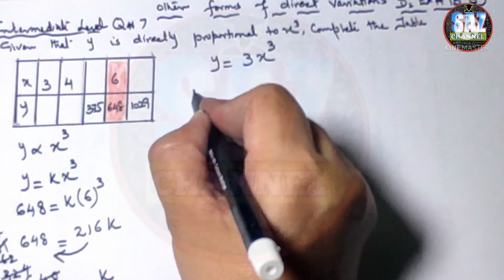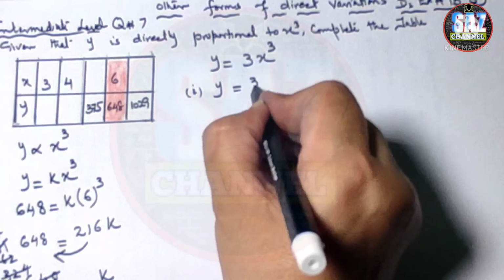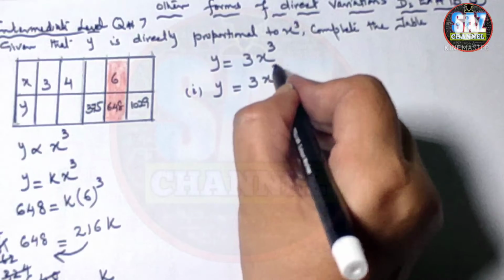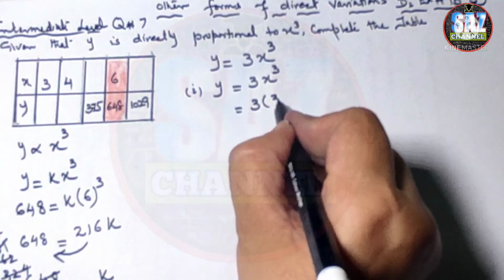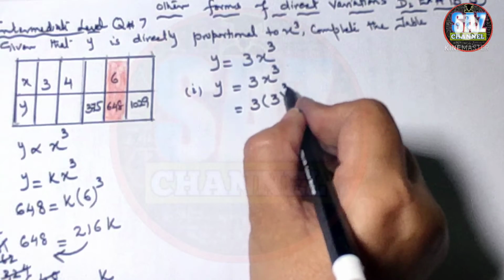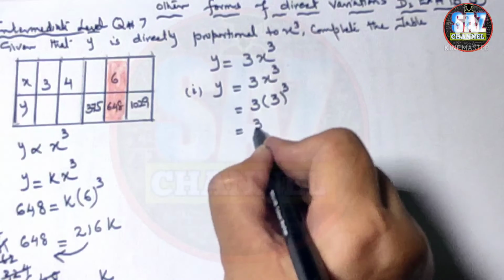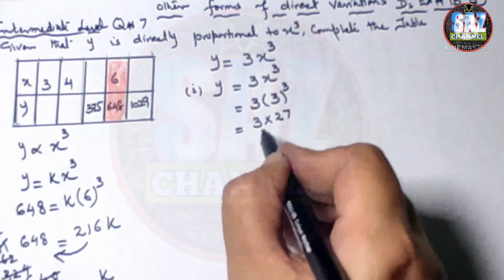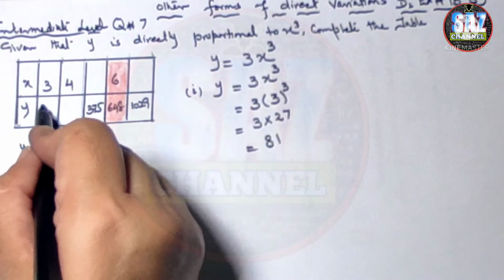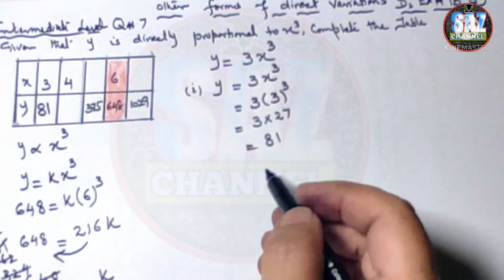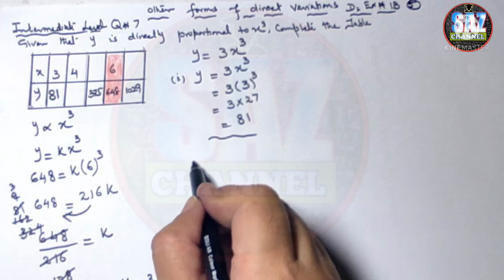Now look, the first value of x is 3. What we have to do is take this rule, this machine, and replace the value of that variable at that place. Like this is 3, and this is the value of x. 3 cube is 27. 3 times 27 is 81. You can see that I'm trying to perform the calculation mentally.